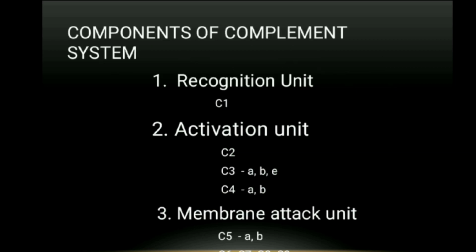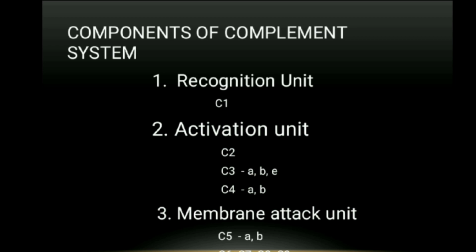Components of the complement system. Recognition unit: C1. C1 contains Q, R and S. C1q functions to bind to the Fc portion of the antigen-antibody complex. C1r functions to activate C1s. C1s functions to cleave C4 and C2 due to its enzymatic activity. Second, activation unit: C2. C2 functions cause viral neutralization.